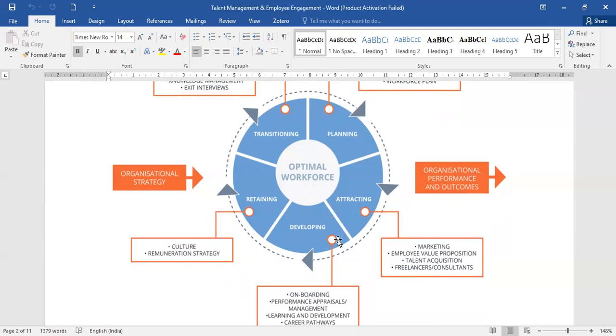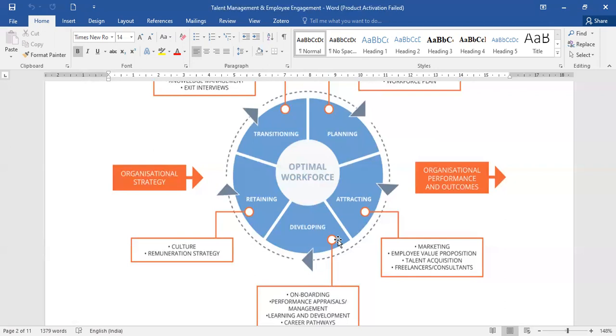Retaining the employees is to keep the employees in the organization for a longer period of time, for which your culture, your remuneration strategy, and your compensation strategy should be in place. And finally comes transitioning.